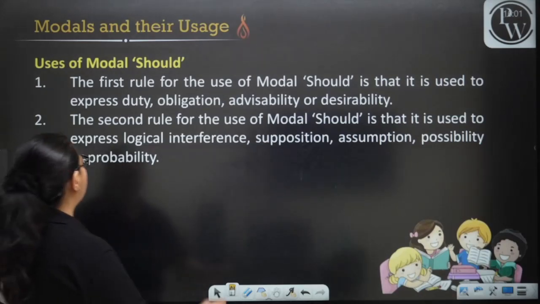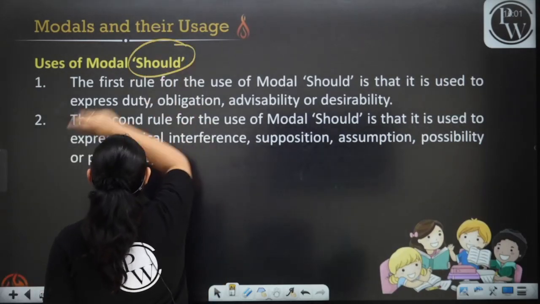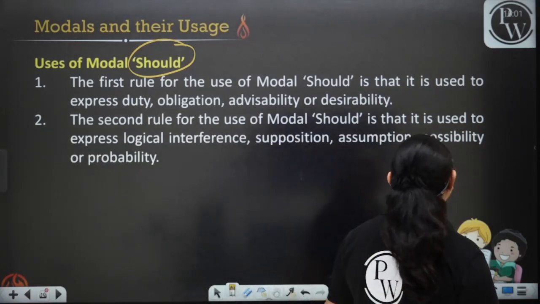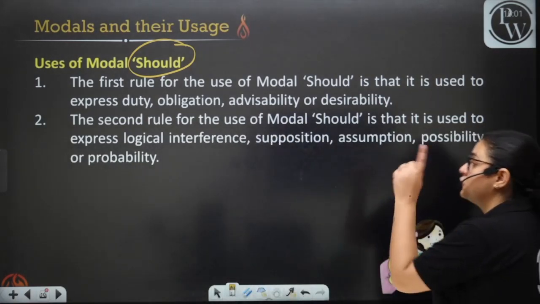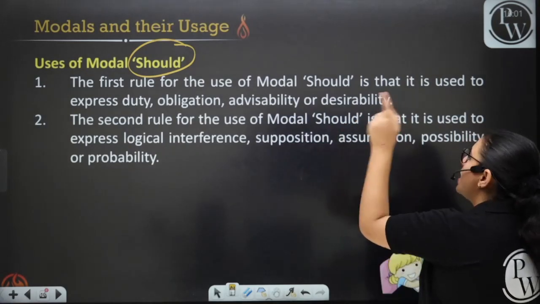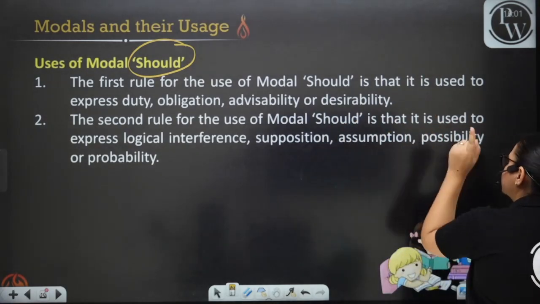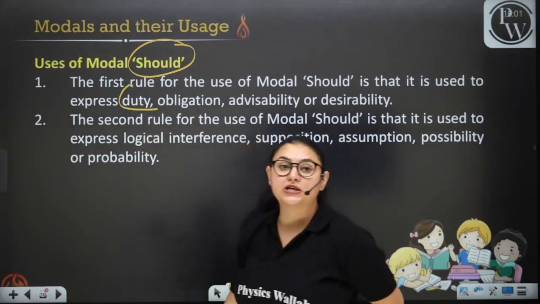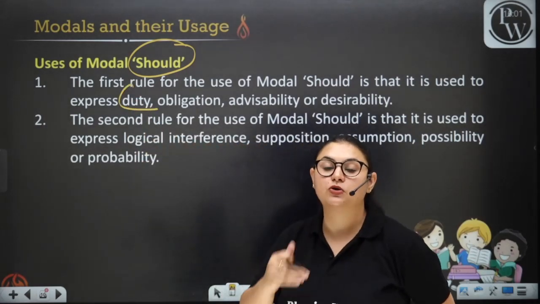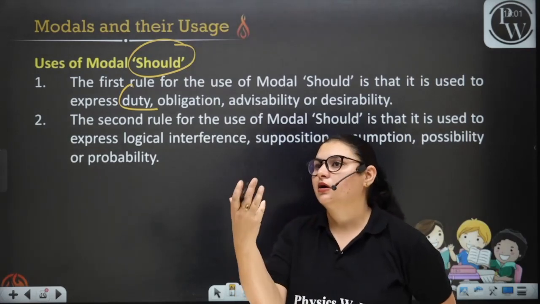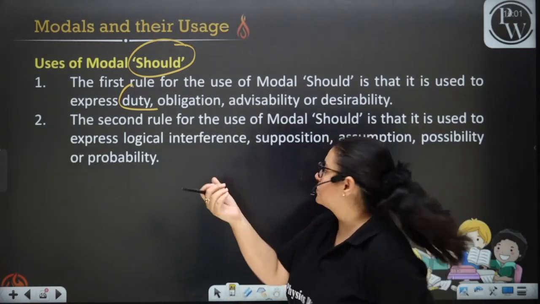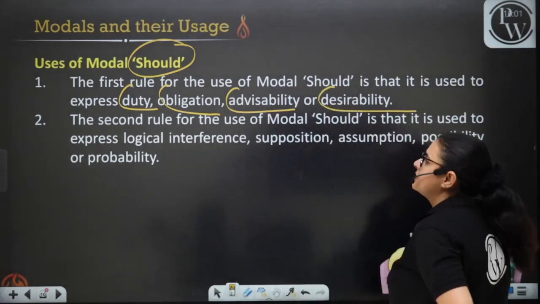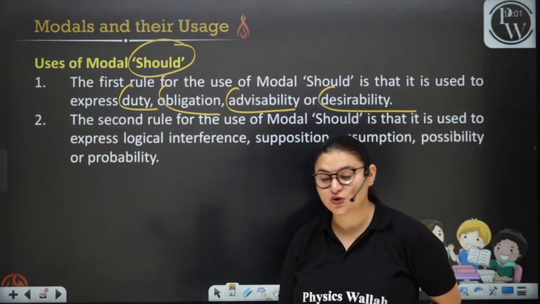Uses of modal should. Where do we use should? The first rule for the use of modal should is that it is used to express duty, obligation, advisability, or desirability. Should is used to express duty. When the sentence is used to express duty or obligation or advisability or desirability, in that case, we use should.